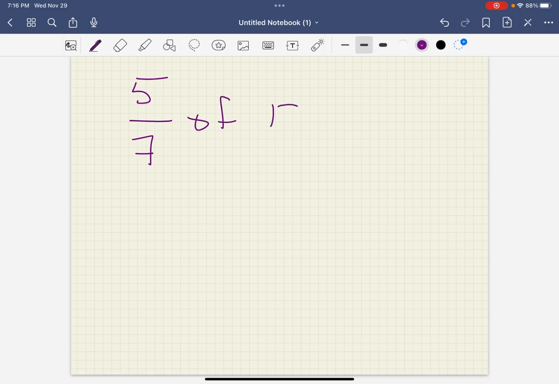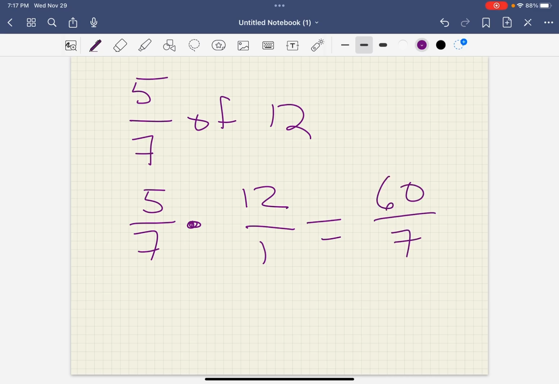5/7 of 12 means 5/7 times 12 over 1. So multiply straight across. 5 times 12 is 60, and 7 times 1 is 7. And you don't have to write this as a mixed number, and it won't reduce. So 60 over 7 is the final answer.